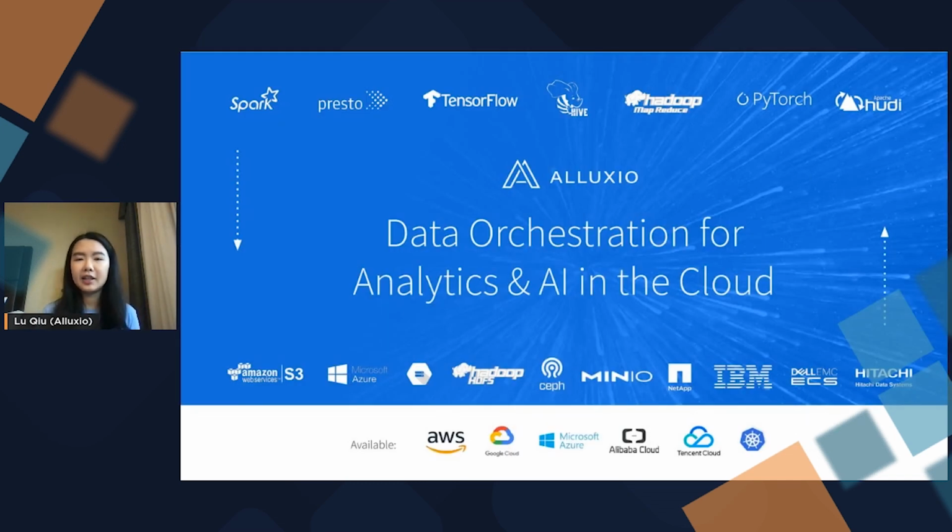So basically, Elastic can be used as a data abstraction layer for analytics and AI in the cloud. Different compute, different training jobs access data from different cloud storage. And Elastic provides a caching capability to move our data closer to our compute and training jobs to speed up the data access.